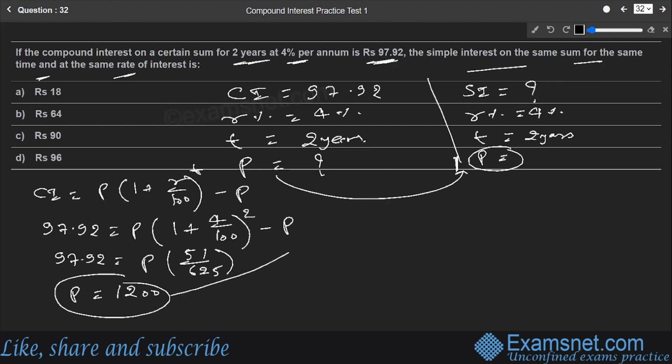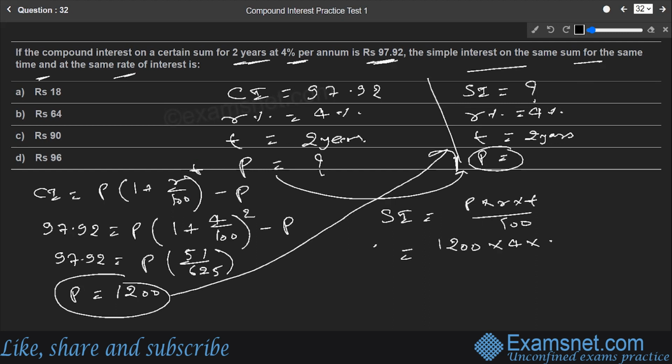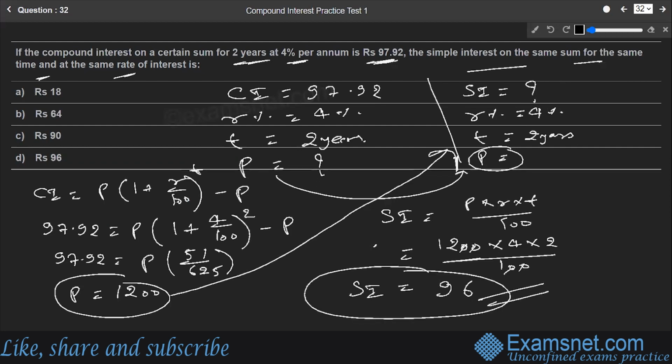Now the same principal value we're going to use for the simple interest scheme. The simple interest formula is simply P into R into T upon 100. So the unknown simple interest can be found out: principal value is 1200, rate value is 4, time value is 2, divided by 100. If we solve this further, it comes to 96. So the simple interest value is coming out to be rupees 96, which is available in option number D, and is the right answer.